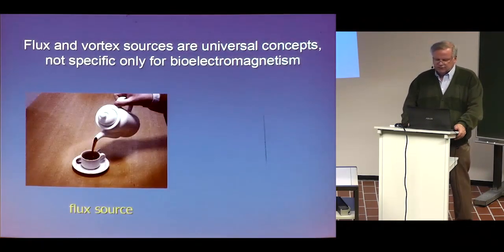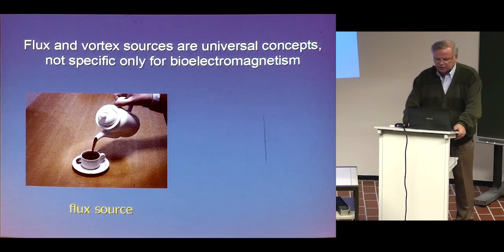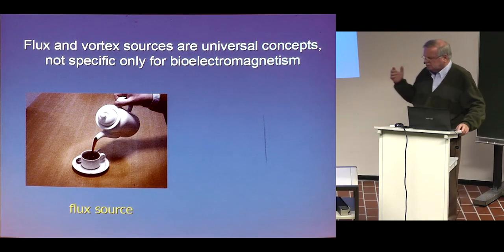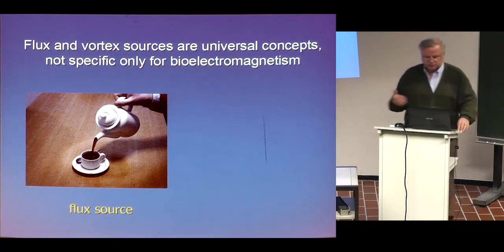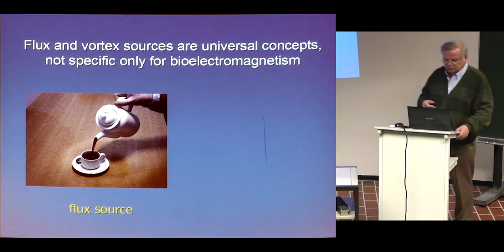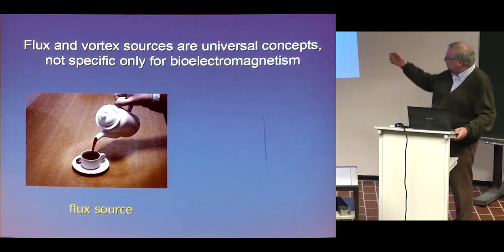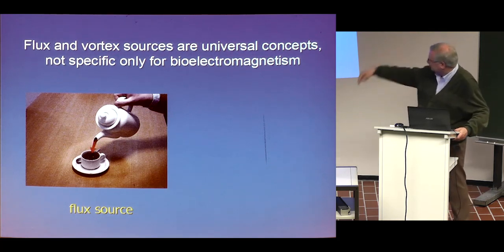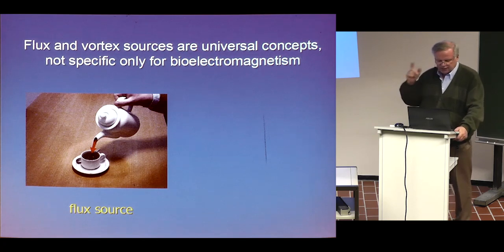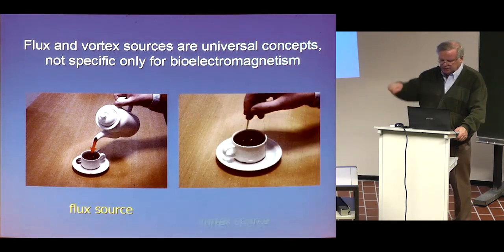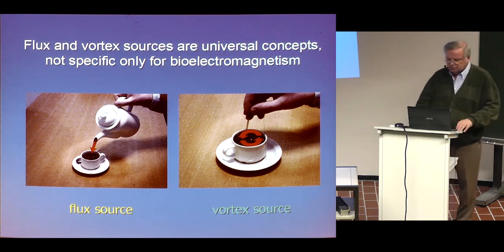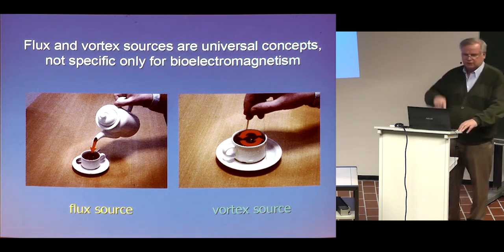What are the flux and vortex sources? They are nothing unique for bioelectromagnetism. They are universal concepts. For instance, if during the coffee break you just pour coffee from the pot to the cup and measure how much it is flowing to the cup, you are actually measuring one dipolar component of the flux source. If after that you take the spoon and stir the coffee and measure how much it is rotating, you are measuring one dipolar component of the vortex source.